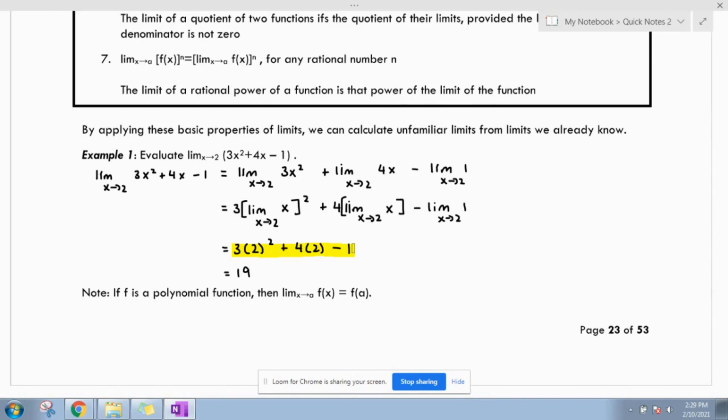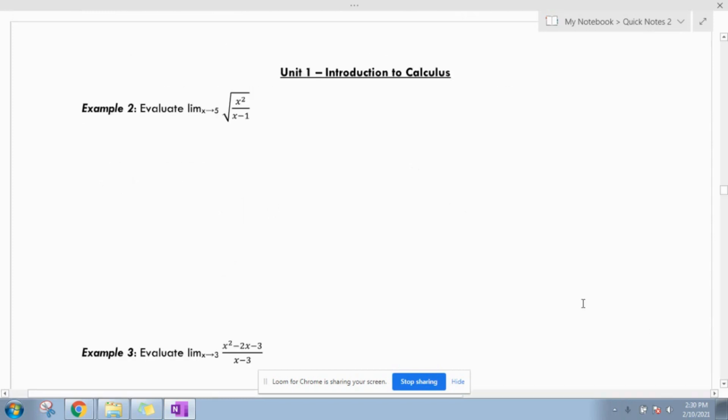If your function is a polynomial function, then the limit is just plugging whatever value your x is approaching into your function to figure out the limit. So essentially, I didn't have to do the first 2 steps. I just had to plug 2 into my polynomial, and then I would have gotten my limit, which is 19. So keep that in mind. For polynomial functions, to figure out the limit, all you're going to do is plug the a value that your x is approaching into your function. And that's it.